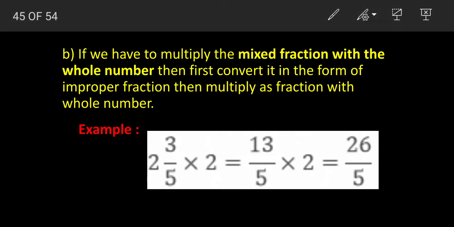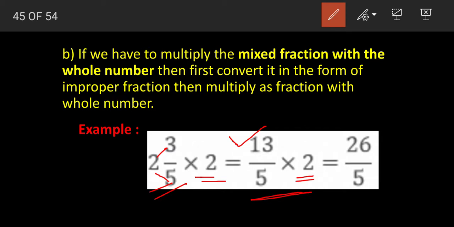First, we have to convert the mixed fraction. Here the mixed fraction is 2 3/5. So it becomes 5 × 2 is 10, plus 3 is 13/5. If we convert the mixed fraction into an improper fraction, it becomes 13/5, which we have to multiply by 2. So here I have multiplied by 2. Now we get the product of a fraction with a whole number.